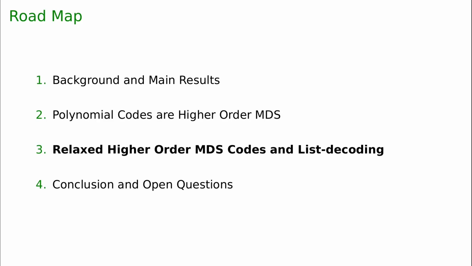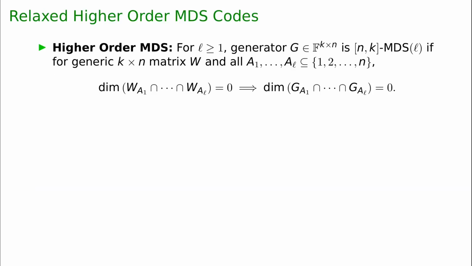That concludes our discussion of the first paper. Now we will discuss the second paper, and in particular discuss relaxed higher order MDS codes and their applications to list decoding. We will now redefine what it means to be a higher order MDS code.